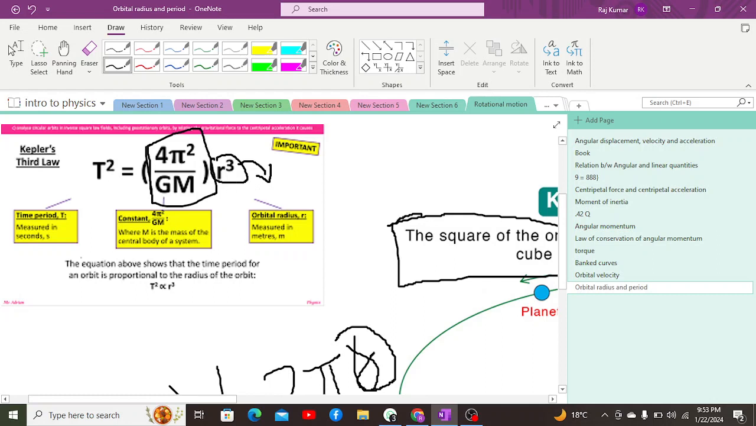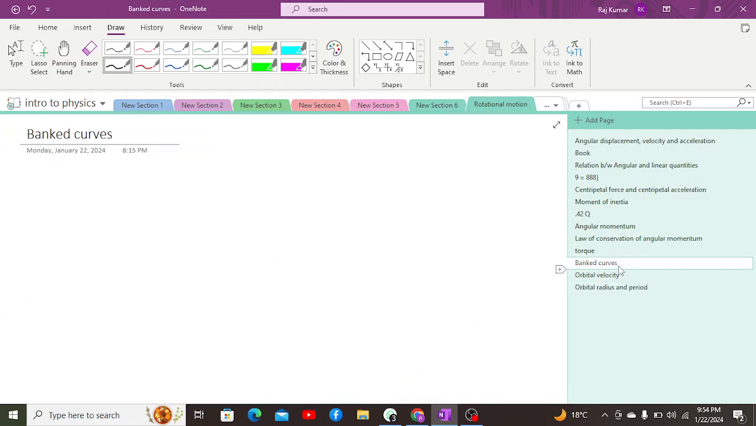So after taking the constants aside and the variables aside, this equation shows that the time period of the orbit is directly proportional to the radius of the orbit, which is represented by T square is directly proportional to r cube. This is the equation given by Kepler's third law.